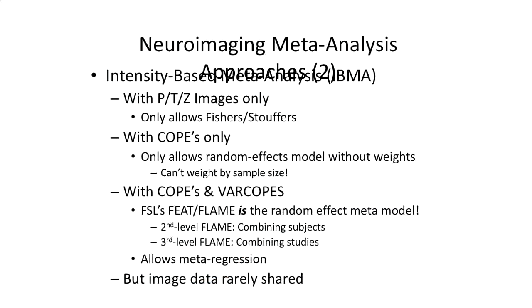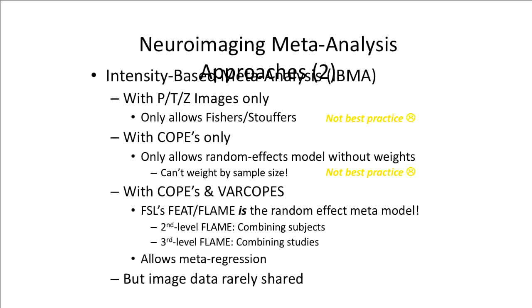There'll be a whole separate talk about how we combine information when we do actually have the statistic images, what's known as intensity-based meta-analysis. Just quickly reviewing them here, we can use just the p-values, or just the t-values or the z-values. We can use the original contrast data, or we can use them both. I'm going to skip through this because I'll say more about it in an upcoming talk.